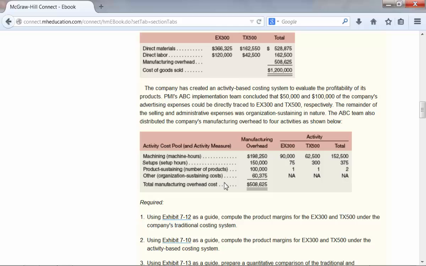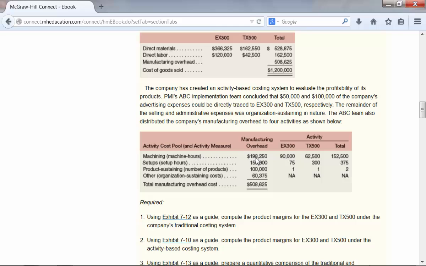So as you can see here, they were able to... now we've already gone through the first 3 steps of ABC, or the first 2 steps. This problem's already done that for you, and it hasn't told you how it did it, but $198,250 of the total manufacturing overhead was for machining. And how do we know that? Well, it just gives that to you.